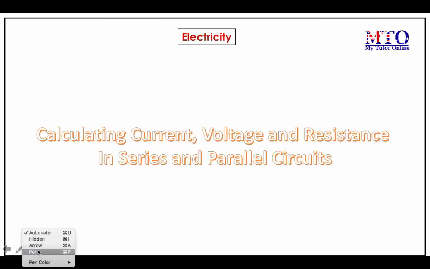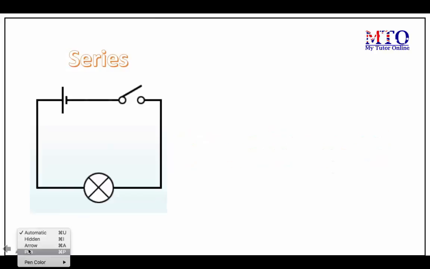Hey there. Today we're going to be talking about calculating current, voltage, and resistance in series and parallel circuits. So let's take a look at a series circuit to begin with. We can clearly identify that this is a series circuit as there is simply one electric line flowing through this entire circuit with no breaks in between.